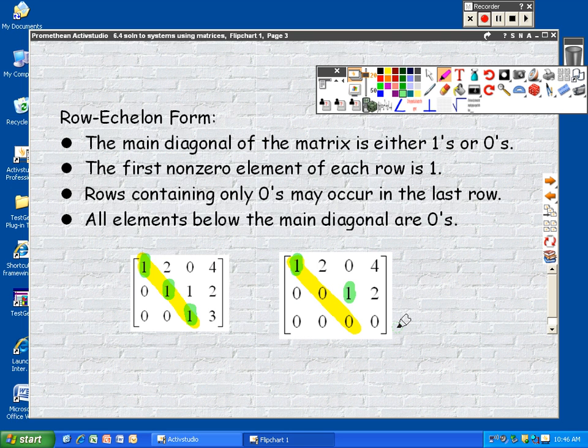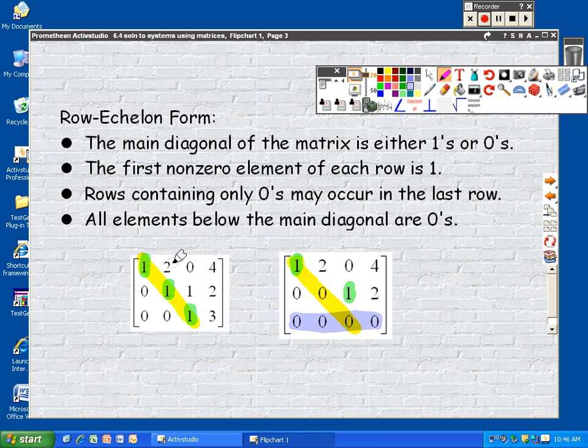Also, the rows must contain only zeros in the last row. So if you're going to have a row of zeros, it must be in the last row. And that occurs here. All these are zeros. Notice it's not the first row or the second row, but it is the third row. This matrix doesn't have a row of zeros, so we're okay. It's still row echelon.